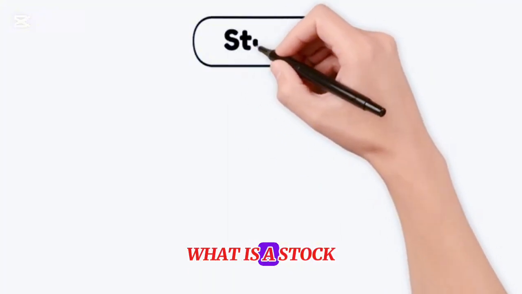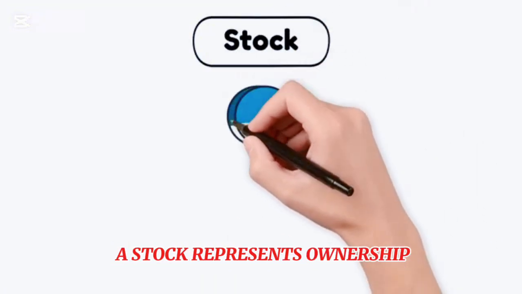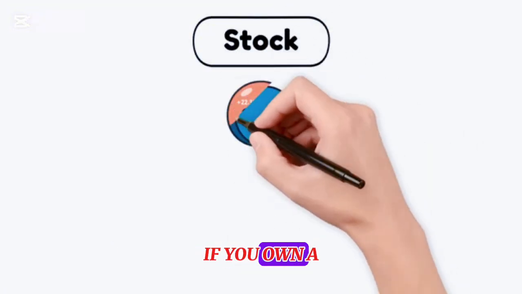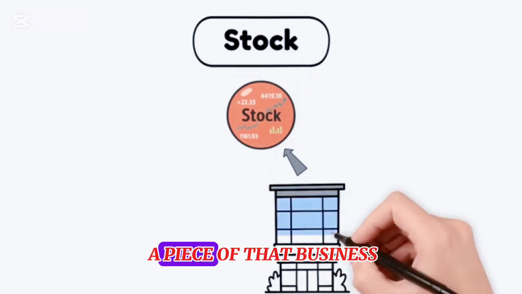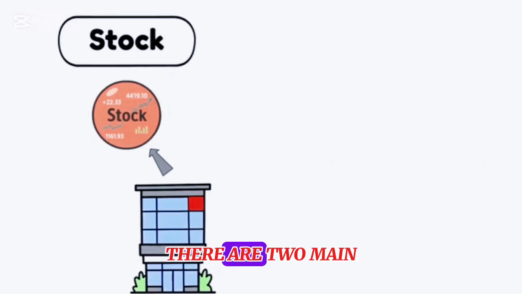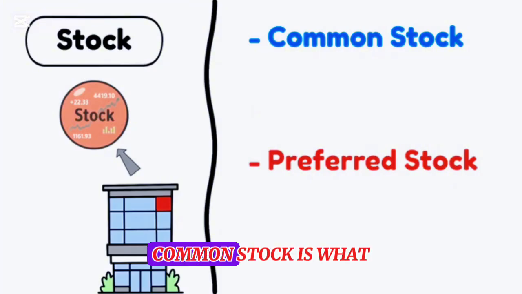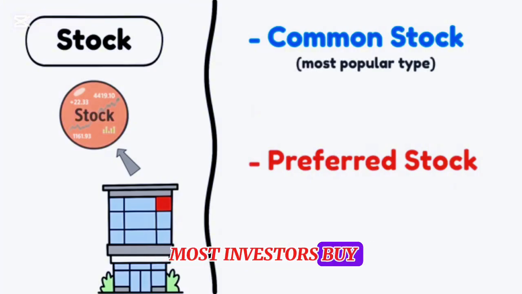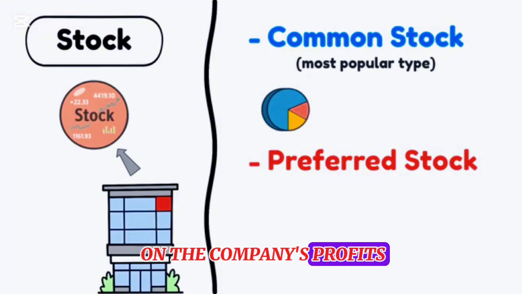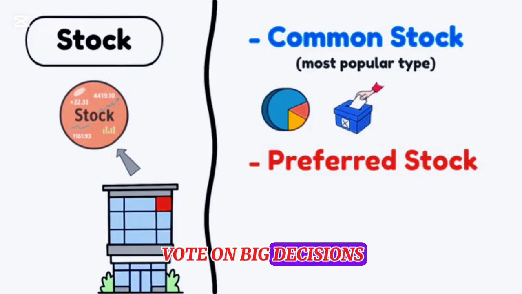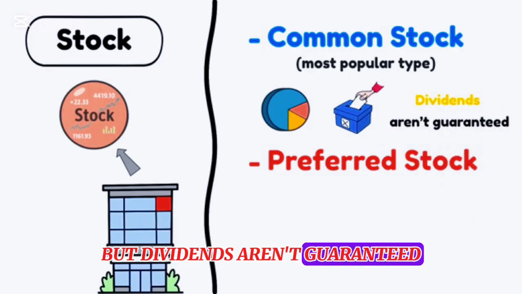Let's start with the most important question. What is a stock? A stock represents ownership in a company. If you own a stock, you literally own a piece of that business. There are 2 main types: common stock and preferred stock. Common stock is what most investors buy. You get a claim on the company's profits and the right to vote on big decisions, but dividends aren't guaranteed.